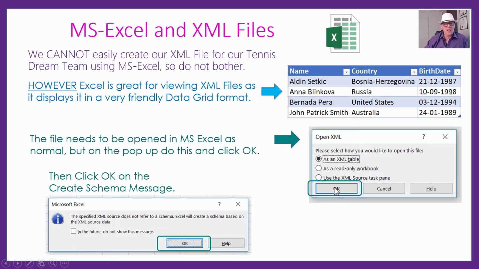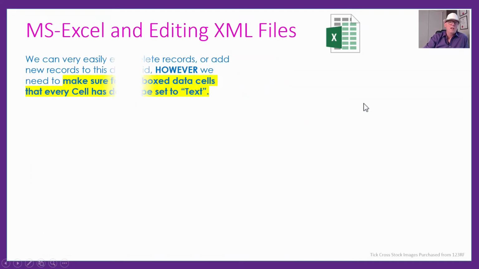And then after you've clicked that OK, it's going to say, do you want us to create a schema to go with it? And you just say, yes, we do want that. So you just say OK and click on that as well. And then it'll open it up into this nice Excel looking table. Now, we can very easily then edit, delete, or even add records to our grid view in Microsoft Excel.